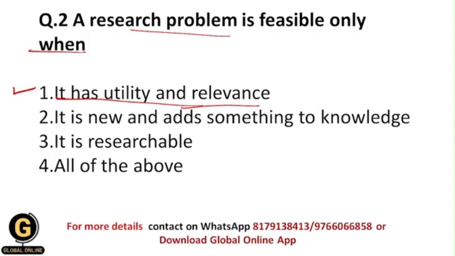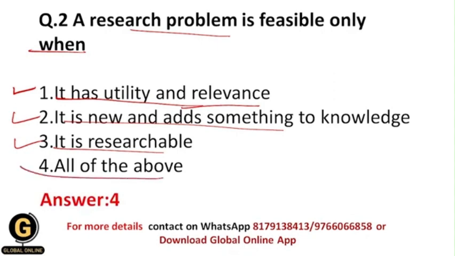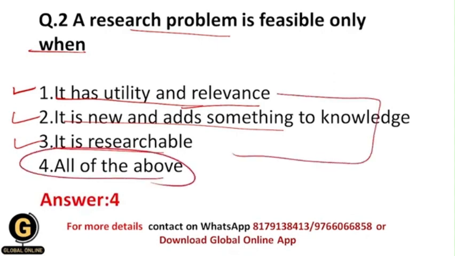It is new and adds something to knowledge. Yes, a research problem should be new, and it should always be original, and it should add something to our existing knowledge. Okay, and after that only we say that the research problem is feasible. It is researchable. It is really the most important concept. If somehow the research problem is not researchable, then obviously you cannot do the research further, and that's why a research problem should be researchable, and after that it will be feasible. Okay, so this is another option when the research problem is feasible, and that's why the correct answer to this question is 4, that is all of the above, because in all of these situations the research problem is feasible.